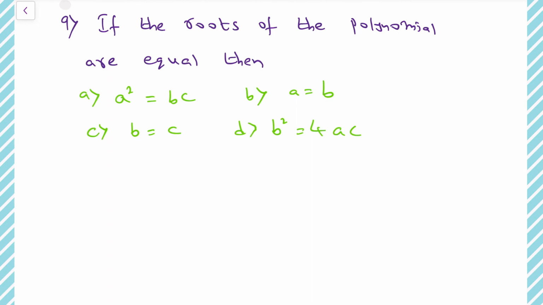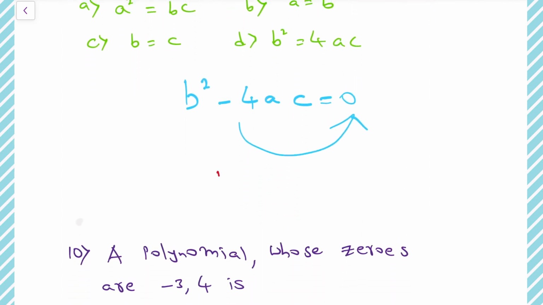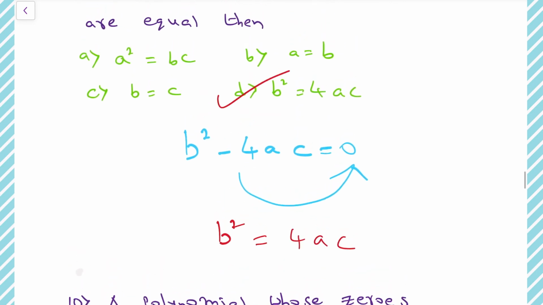If the roots of the polynomial are equal, then which one is correct among the following? If roots are equal, the formula will be b square minus 4ac equals 0. Take minus 4ac to the right side, then it becomes plus. So b square equals 4ac, that is option D.